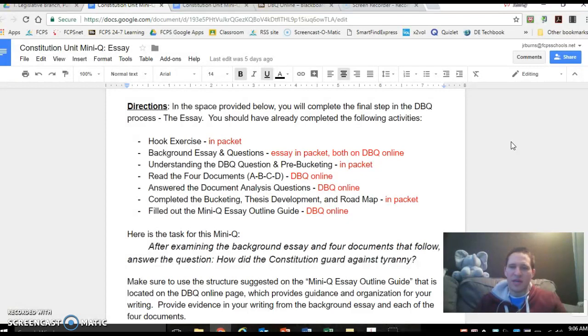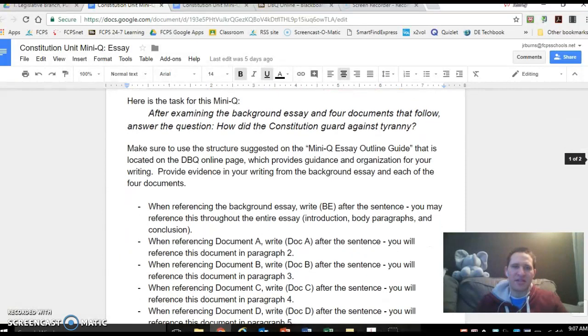Okay, so looking at this document that was shared with you on Google Classroom, it's called the Constitution Unit Mini-Q Essay. The directions are simple, but it basically gives you an idea of what you should have done first, written at the top where I'm circling, before you start your essay. You should have answered all the background essay questions, answered all the documents, done all the bucketing, and filled in your essay guideline. That'll all be part of your grade to make sure those are done. Alright, scrolling down, there's our mini-Q task.